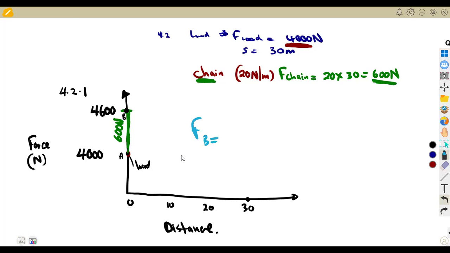I said there's a formula there. It states that it is the force of the load, which is the force at A, plus the force, which is the weight of the chain. So you simply have to add these two, the force at A and that of the chain. If we add the force of the load, 4,000, plus 600, we get 4,600. It's one and the same.